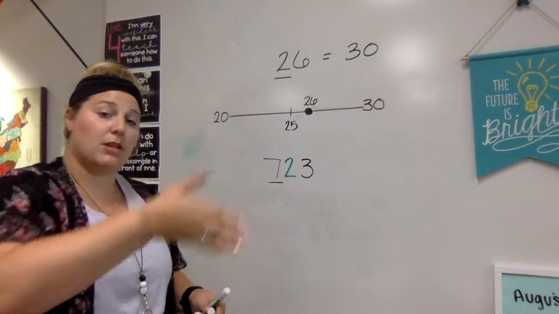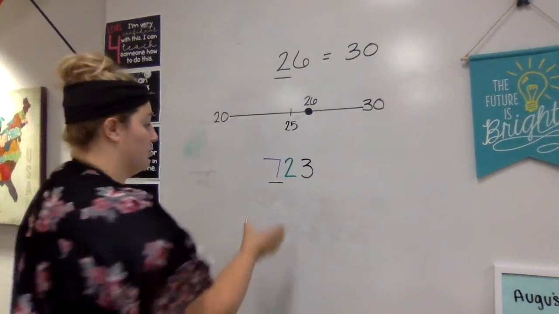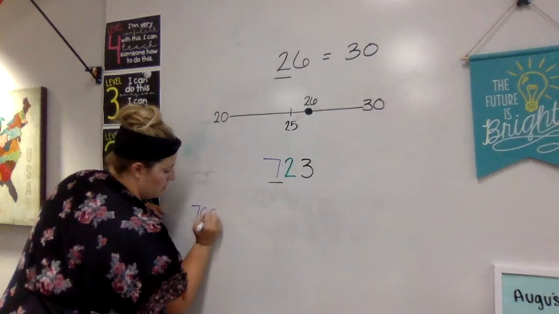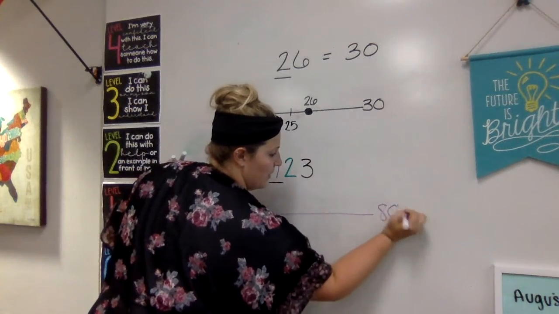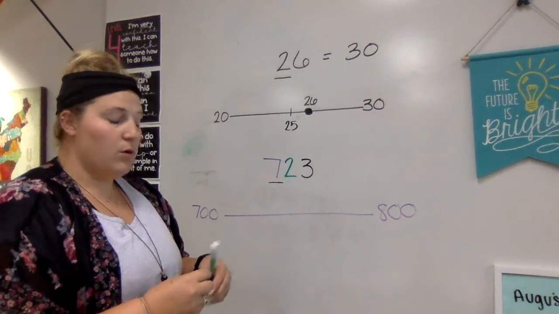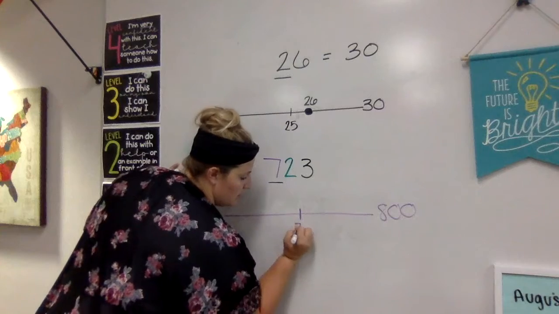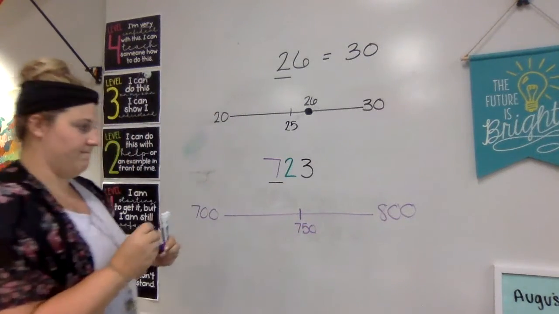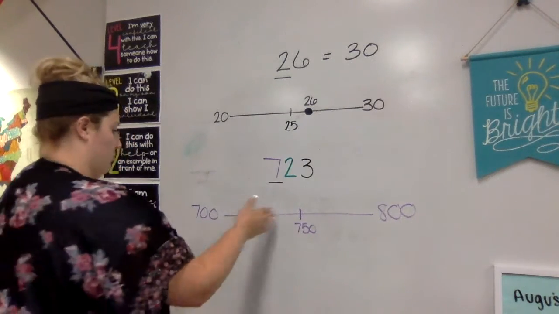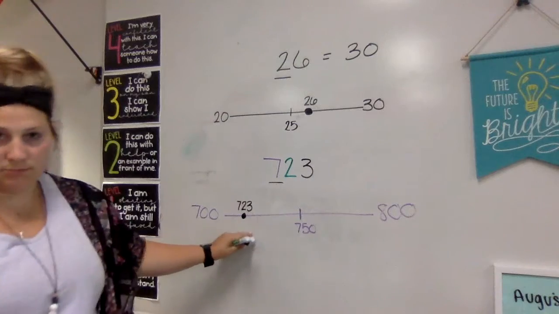Now think all the way back to a number line and counting. We have 500, 600, 700, 800. What number is this going to be between? That's going to be between 700 and 800. The middle number is going to be 750. So now I can see that 723 would be on this side. Ish. Be there-ish.